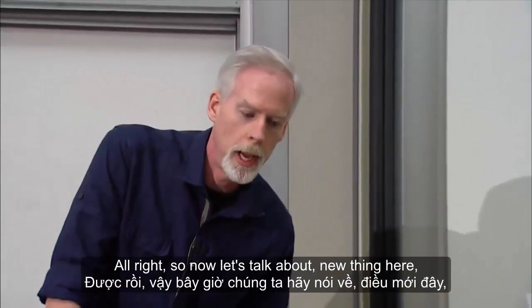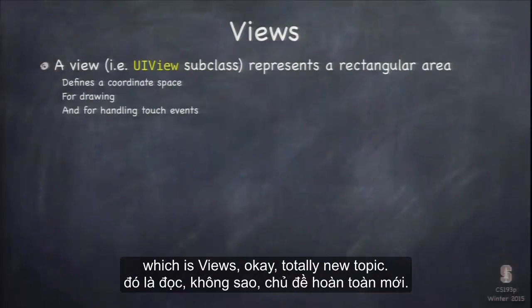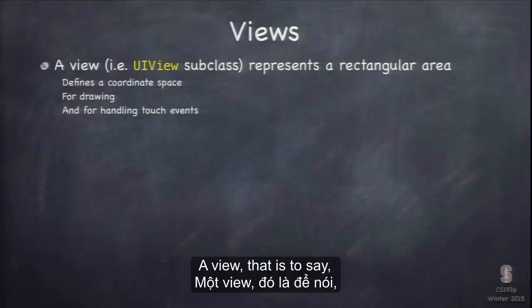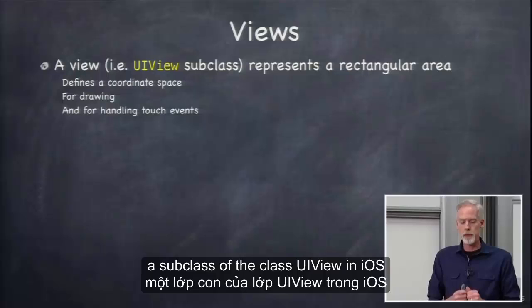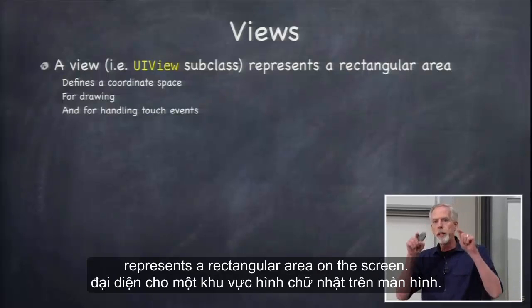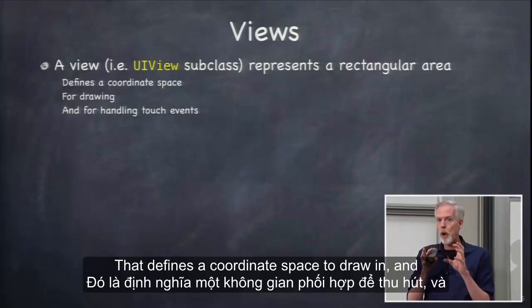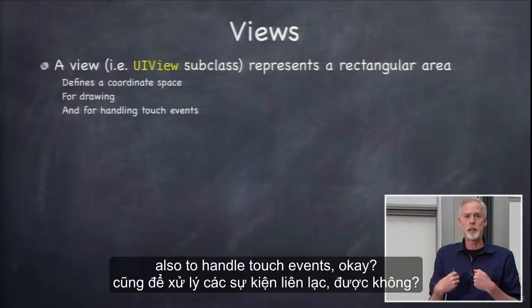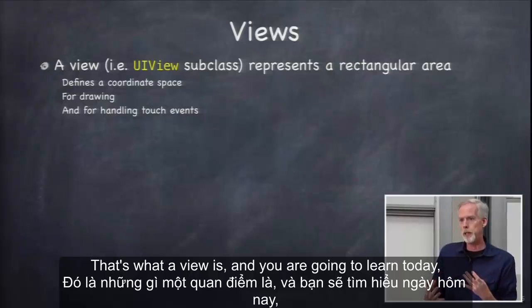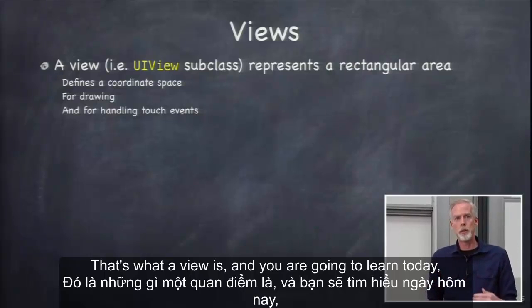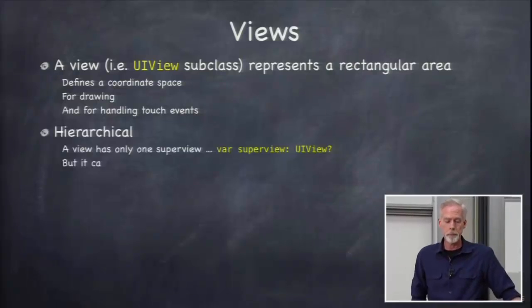All right, so now let's talk about a new thing here, which is views, okay, totally new topic. A view, that is to say, a subclass of the class UIView in iOS, represents a rectangular area on the screen that defines a coordinate space to draw in and also to handle touch events. Okay, that's what a view is. And you are going to learn today how to make your own views.